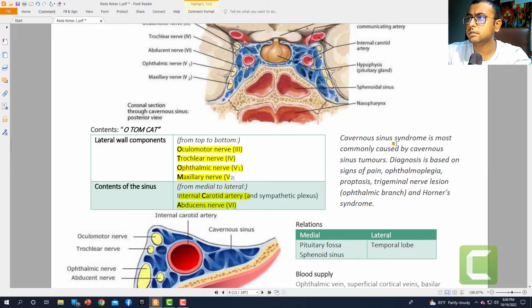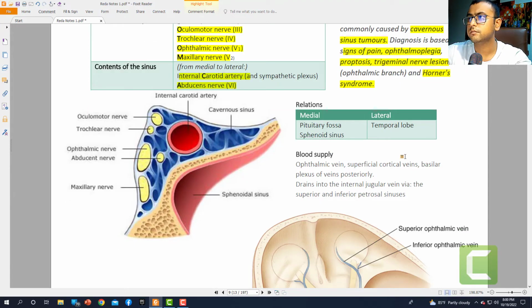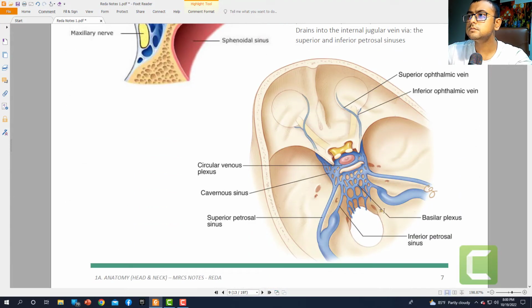Cavernous sinus syndrome is most commonly caused by a cavernous sinus tumor. Diagnosis is based on pain, ophthalmoplegia, proptosis, trigeminal nerve lesions, and Horner's syndrome. These yellow structures are the nerves, and this is the internal carotid artery. All of this is the cavernous sinus, and this is the surrounding area. It is connected with the basilar venous plexus and the circular venous plexus as well.